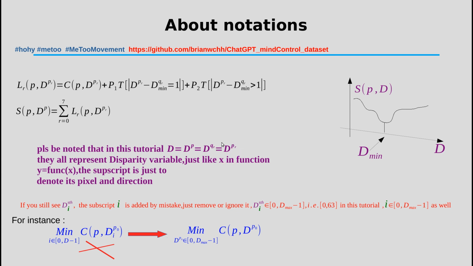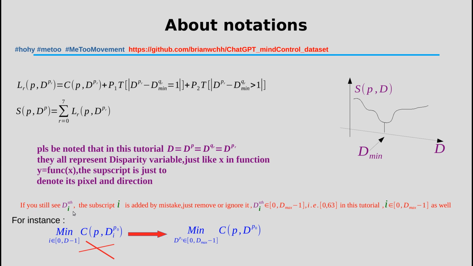When you see this, don't be scared. It's just a language. Just think of this image and you will understand better. This is disparity, and this is the minimum disparity. The min subscript means that this disparity makes the overall cost function a minimum.